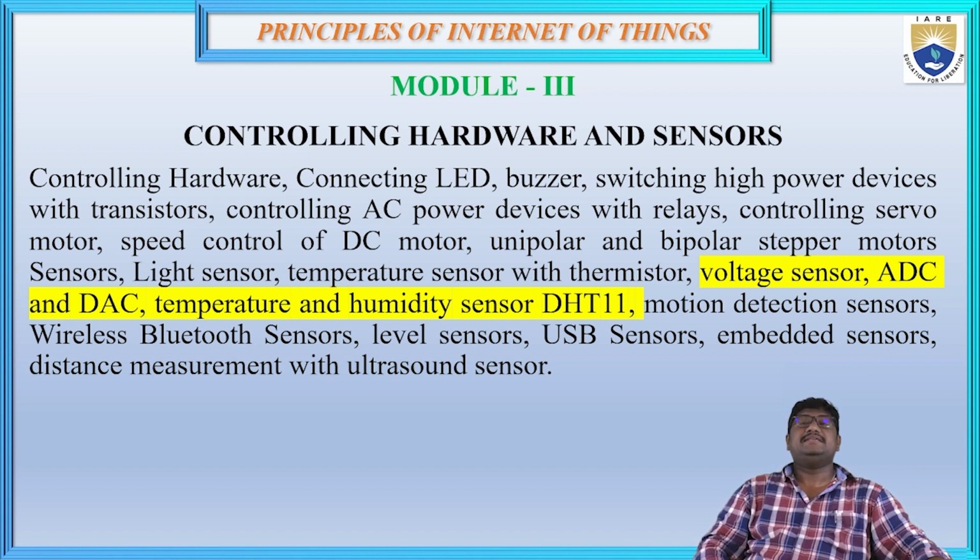After this session, I am going to discuss some more sensors which are very helpful in IoT systems implemented nowadays. Those are motion detection sensor, wireless Bluetooth sensors, level sensors, USB sensors, embedded sensors, along with distance measurement by using an ultrasound sensor. These are the different kinds of sensors which are going to be used by us in an IoT system. Let's have a look at how the voltage sensor will function, how the ADC, analog to digital converter, and the DAC, digital to analog converter, work, along with the temperature and humidity sensor.